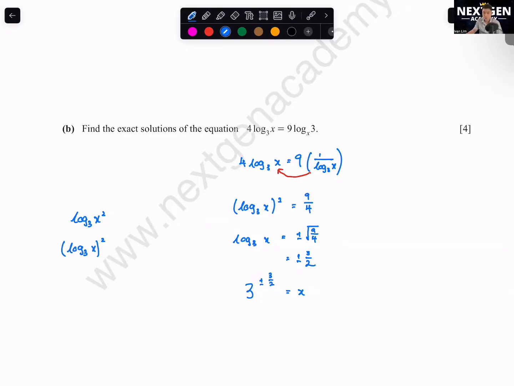Okay, number 2, all good? Okay, can you type a 2 for number 2? Very easy, right?